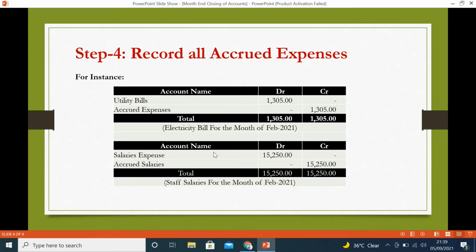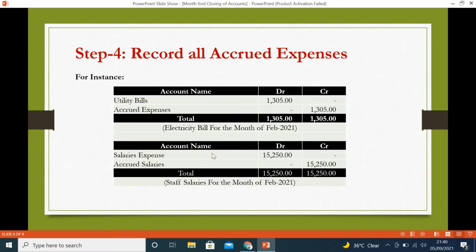So what we will do, we will go to the 31st, last day of the previous month. We will go and pass one entry: utility bills 1305 debit, and accrued expenses, our liability, we will give it credit, that this is our payable. And in the narration, we will give electricity bill for the month of Feb.